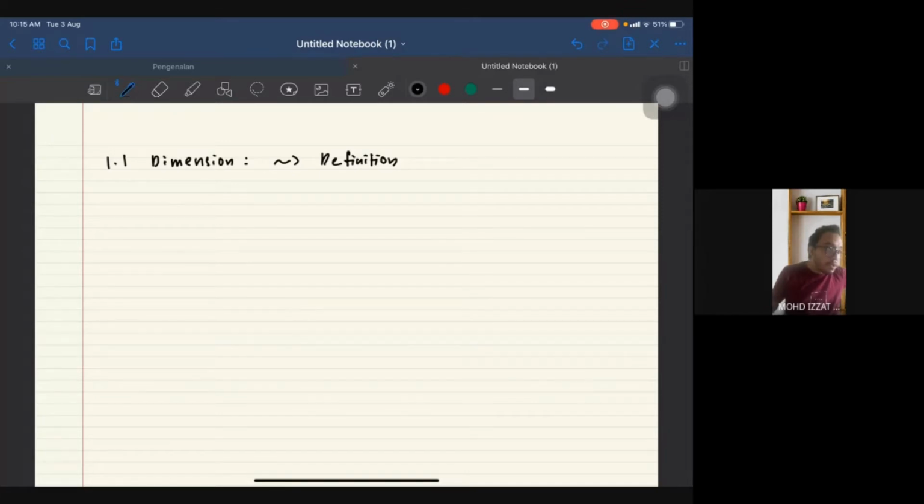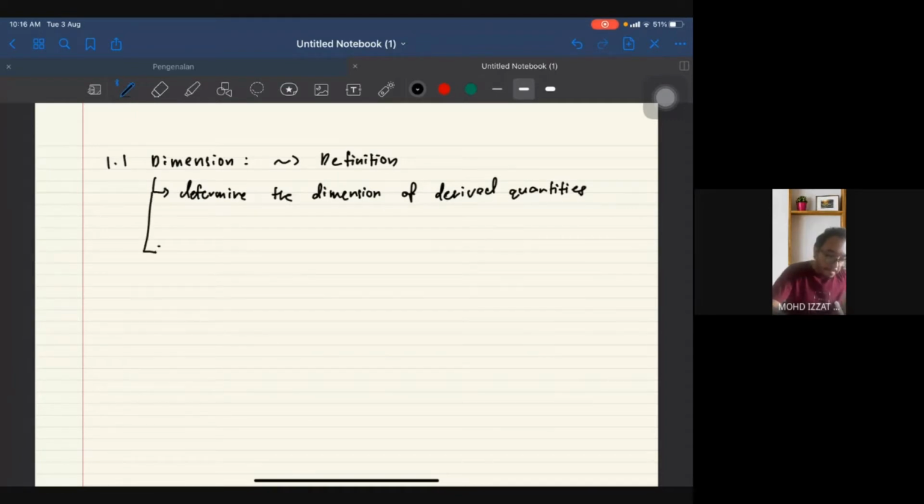Okay, you need to be able to determine the dimension of derived quantities, and then another one is verify the homogeneity of equation using dimensional analysis. So the main thing is that number one, you need to be able to determine the unit, and another one, you need to determine the homogeneity.